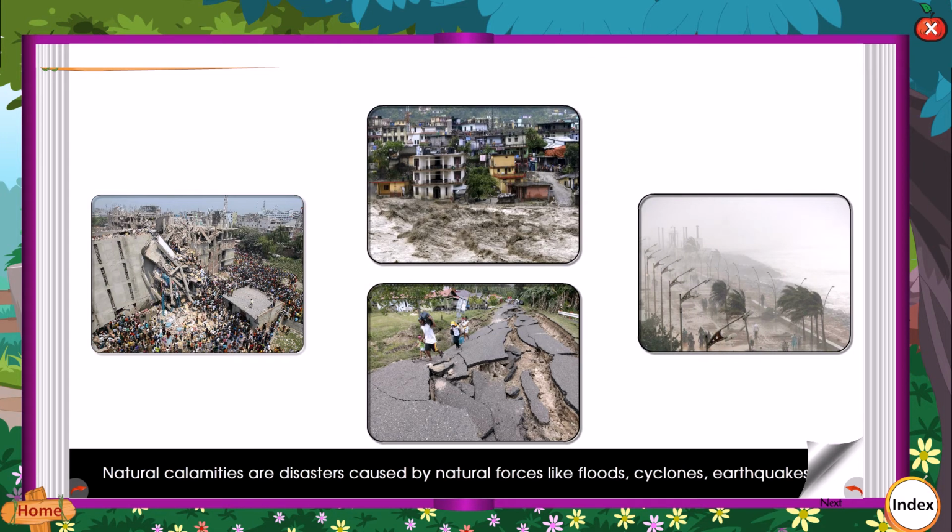Natural calamities are disasters caused by natural forces like floods, cyclones, earthquakes, etc. These calamities cause great damage to life and property. Let us learn about these calamities and how to cope with them.